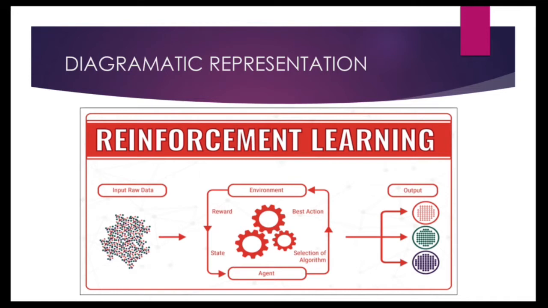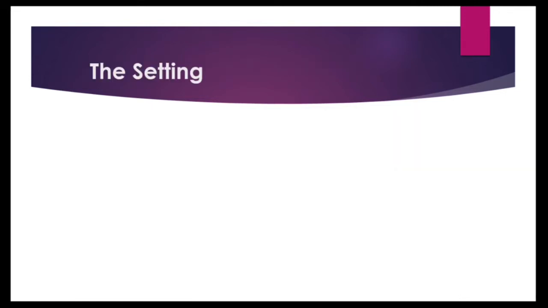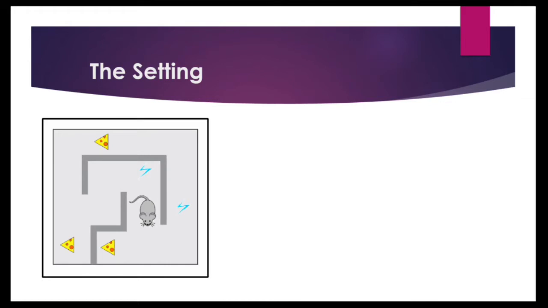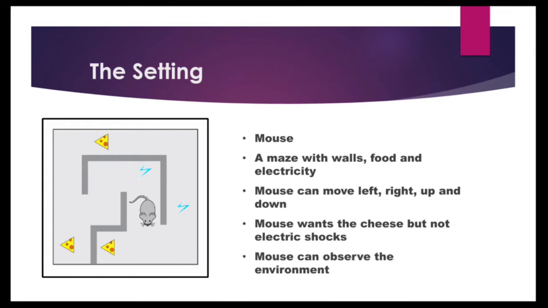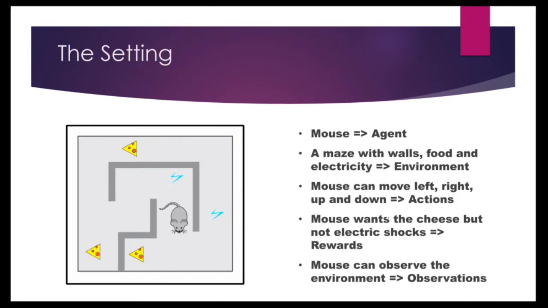and it will give the best action as an output. Now we can take an example of a mouse in a maze with walls, food and electricity. The mouse can move left, right, up and down, and the mouse wants the cheese but not electric shocks, and the mouse can observe the environment. Here the mouse is an agent and the maze with food and electricity is called the environment. The mouse can move anywhere, that is called actions. The mouse wants the cheese but not electric shocks, which is equal to rewards. Then the mouse can observe any environment, it's called observations.